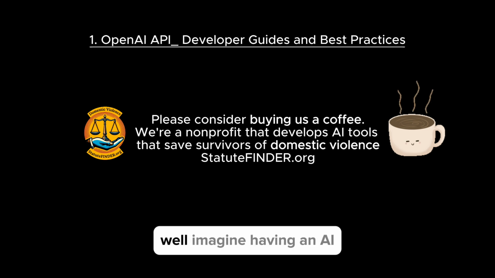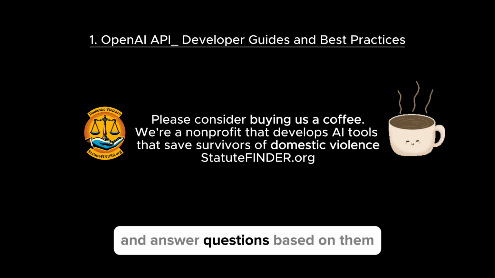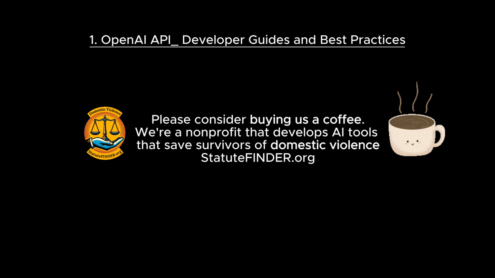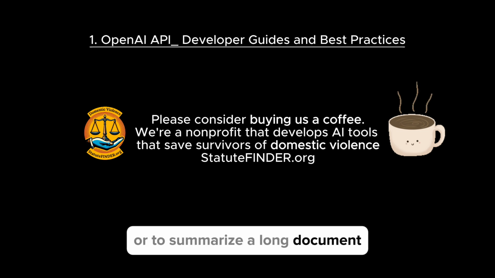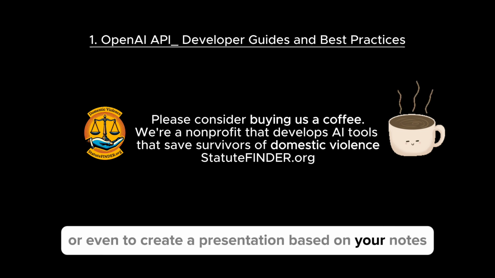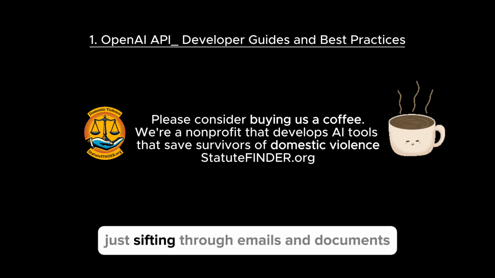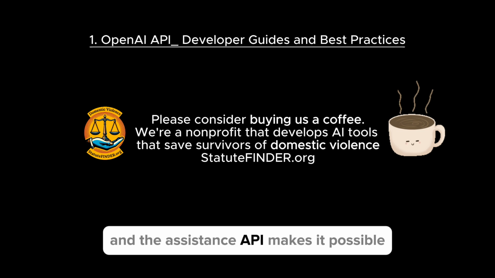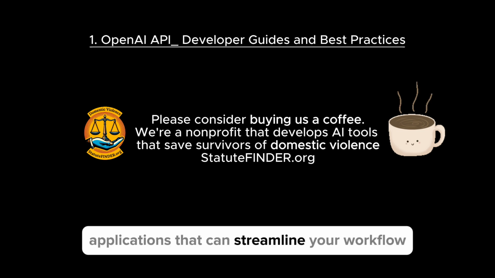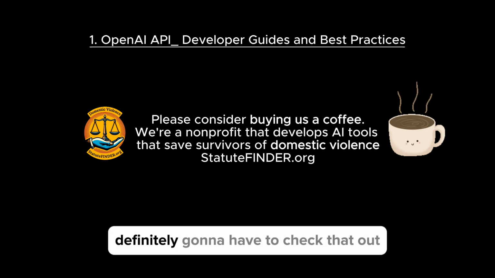Like what kind of things? Well, imagine having an AI assistant that can search through your files and answer questions based on them. Like you could ask it to find a specific email from a certain date, or to summarize a long document, or even to create a presentation based on your notes. Wow, that would be a game changer. Yeah. I mean, I spend so much time every day just sifting through emails and documents. That would be incredible. And the Assistance API makes it possible. It's a really powerful tool for building AI applications that can streamline your workflow and boost your productivity. That's amazing. Yeah. I'm definitely going to have to check that out.